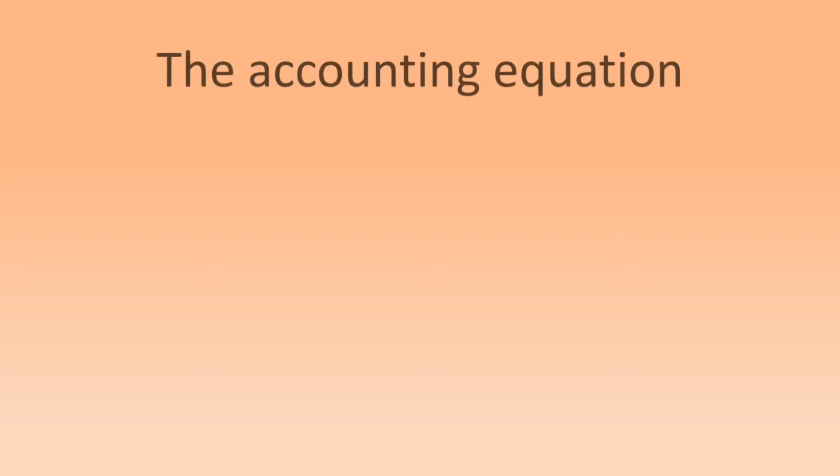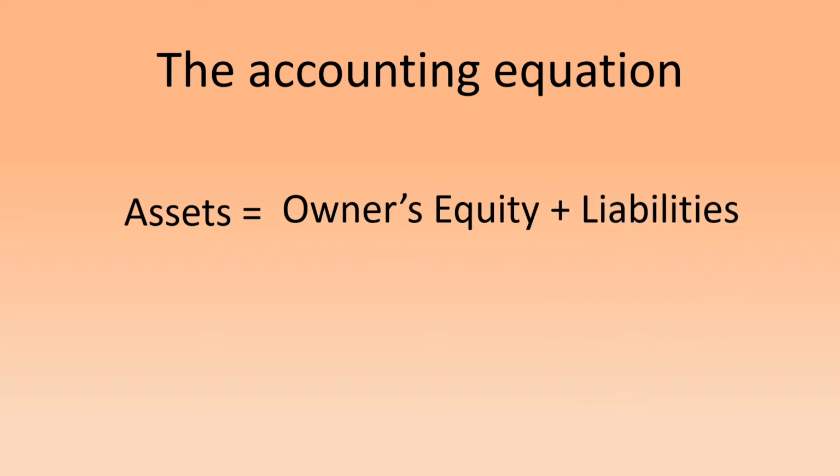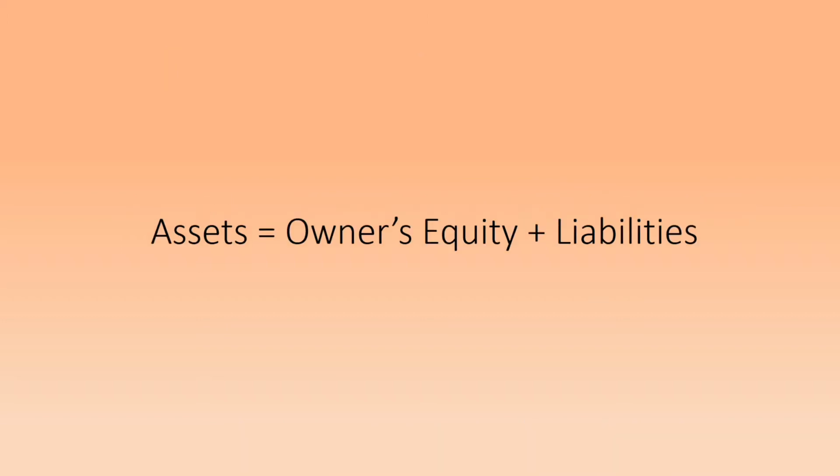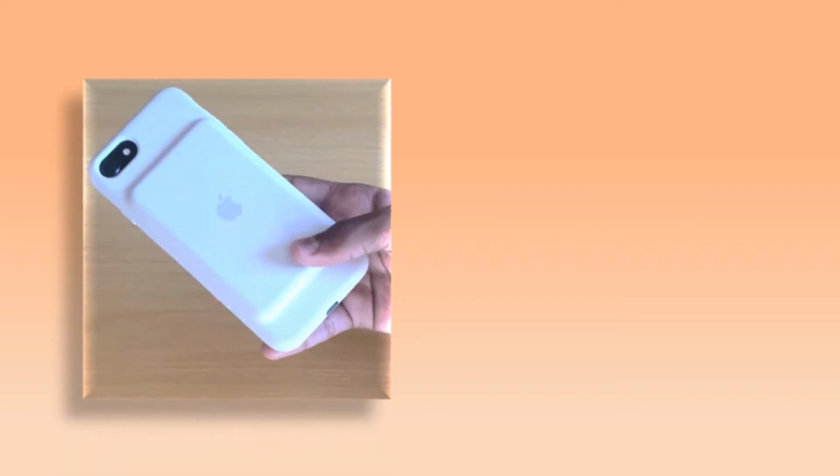Coming up on the screen is the accounting equation. Assets is equal to owner's equity plus liabilities. It is vital that the equation always balances. Let me demonstrate the concept behind the accounting equation by using an example. You decide to start a business retailing cell phones and lend your business 30,000 Rand.